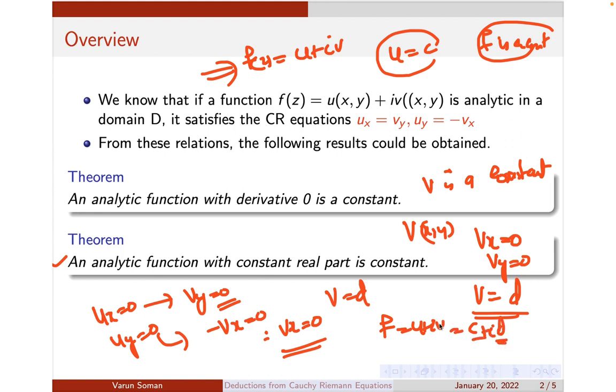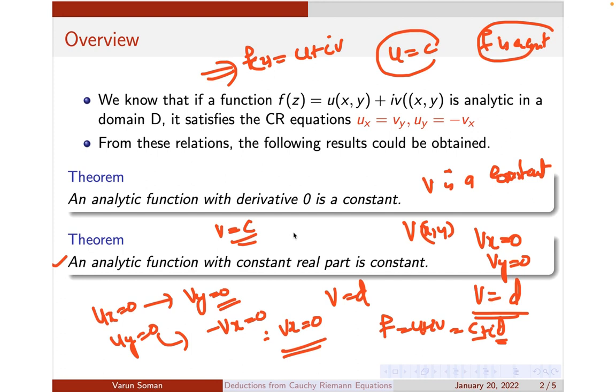So if u is a constant, the analytic function will also be constant. Okay, now can you think of a related problem? The related problem would be: an analytic function with constant imaginary part is constant. So you can ask that question also. In that case, your v is given to be a constant.